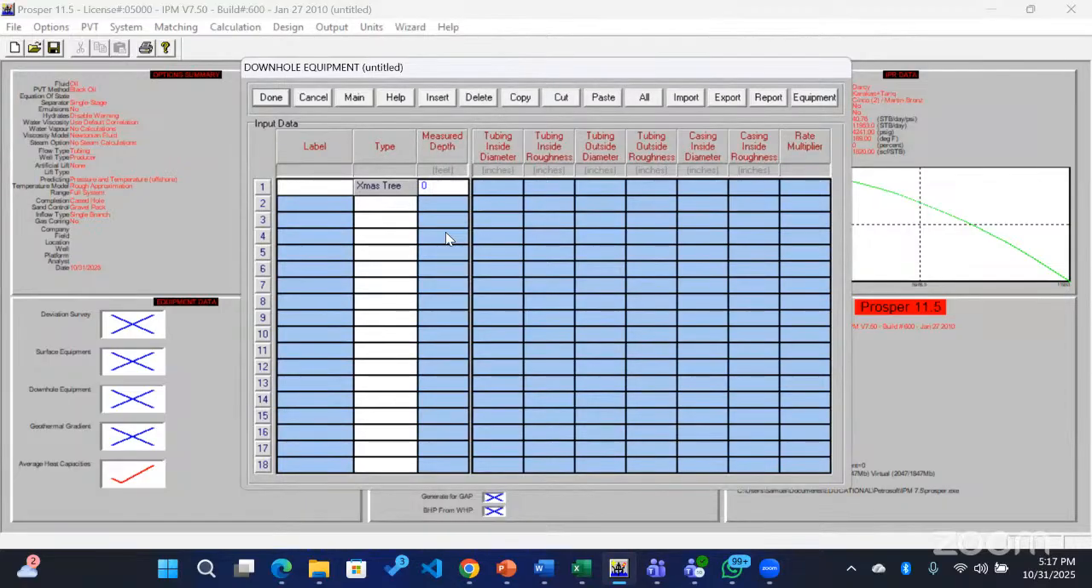Then on downhole equipment, so first is starting from your Christmas tree, which is at the surface, so the feet is 0. Then you can begin to have other things in there. Just click on type. Okay, let's say we are starting with subsurface safety valves. Let's say the tubing inside diameter, let's say around 3.5. I think that should work.